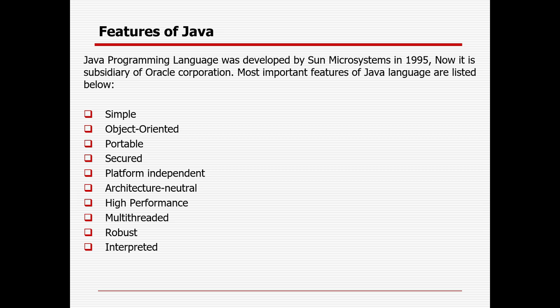Robust simply means strong. So in Java, there are some advanced features. That is the reason it makes Java robust. One is called garbage collection.